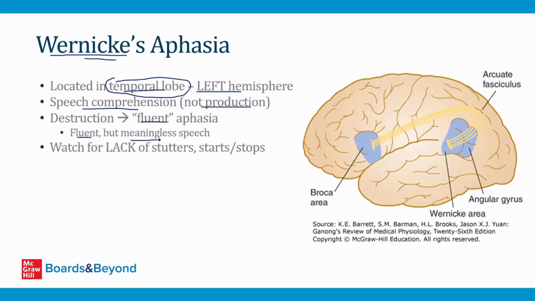So watch for speech that lacks stutters and starts and stops, like in Broca's aphasia, but basically the words coming out just don't make any sense. That's what you see when there's a problem with Wernicke's area. It's found in the temporal lobe, not in the frontal lobe like Broca's area.